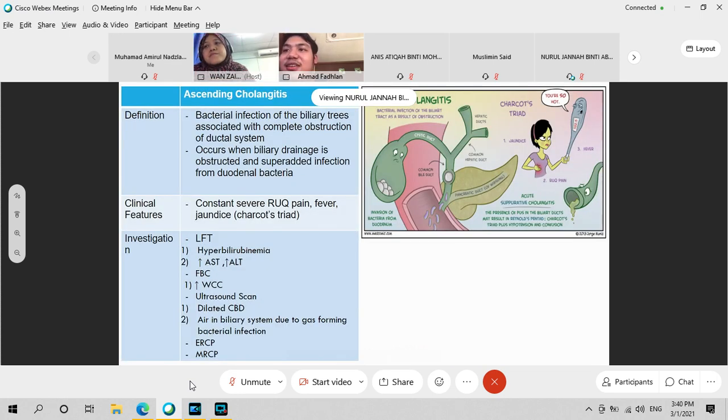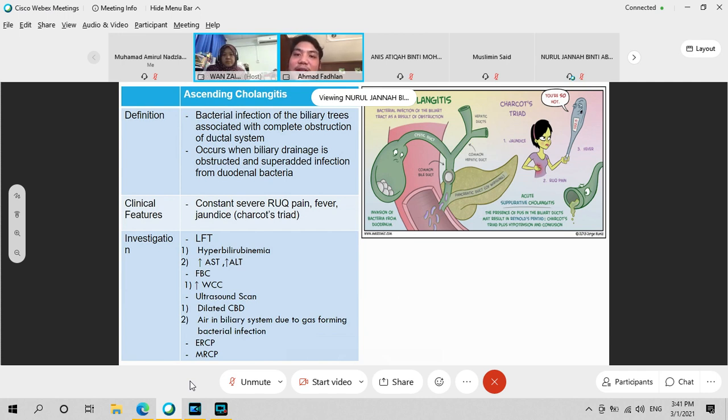Next is ascending cholangitis. Choledocholithiasis is like the obstruction above the neck of the gallbladder, for example at the common bile duct. So what happens when there is an obstruction at the common bile duct? There will be bacteria from the duodenum which will ascend upwards and cause infection. So that is ascending cholangitis. It is a bacterial infection of the biliary tree associated with complete obstruction of the ductal system, and occurs when biliary drainage is obstructed and there is superadded infection from the duodenal bacteria.